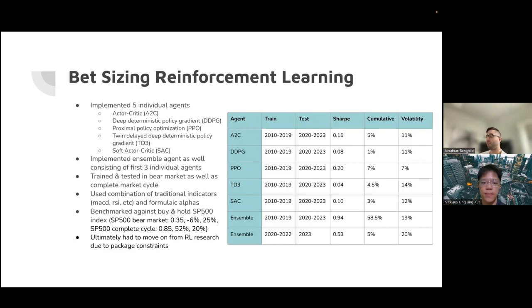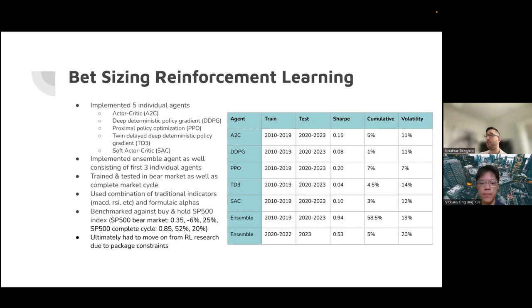Ultimately, we had to scrap this, which is unfortunate, because the package we were using, FinRL, is very specific about what it takes. It doesn't seem to allow for a lot of flexibility. We had done a lot of work, as we talked about earlier, on NLP and the traditional alphas from WorldQuant, and we wanted to use those as our state space variables. But the package forces your hand to use the turbulence index and those traditional indicators.